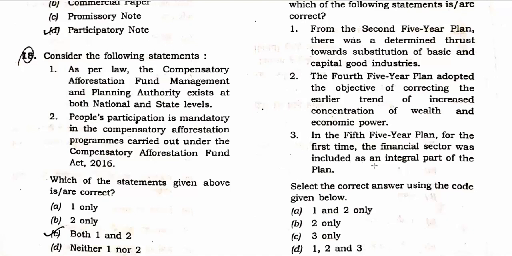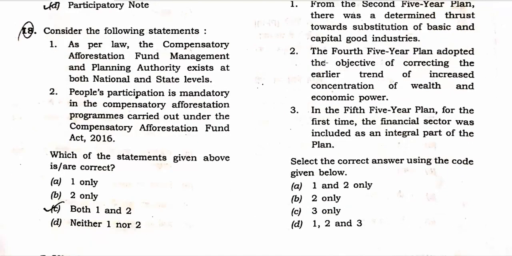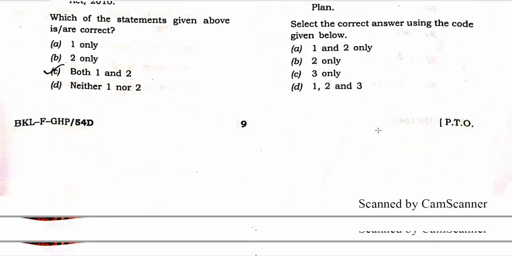If you know this, the correct answer is your 4th 5-year plan, which actually adopted the objective of correcting the earlier trend with respect to increased concentration of wealth and economic power. So the answer is directly your 2 only, that is B. That is the correct answer here.